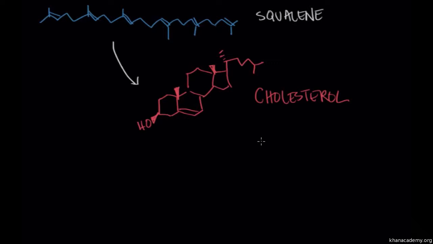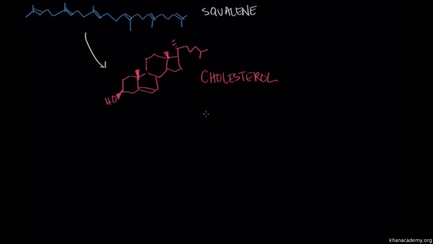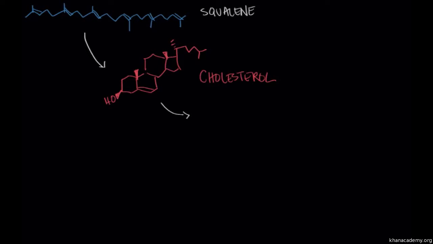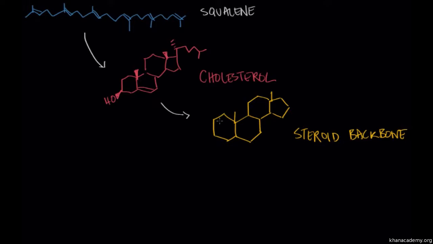And in the case of endocrine organs that use steroid hormones to communicate, cholesterol can actually be altered to form the very characteristic steroid backbone. So let me draw that. And so these are the four characteristic rings of the steroid backbone. And as you can see, we are a really long way off at this point from the very beginning place that we started, which was that isoprene unit.